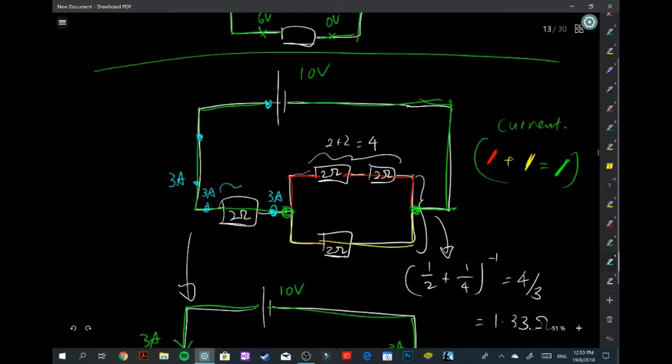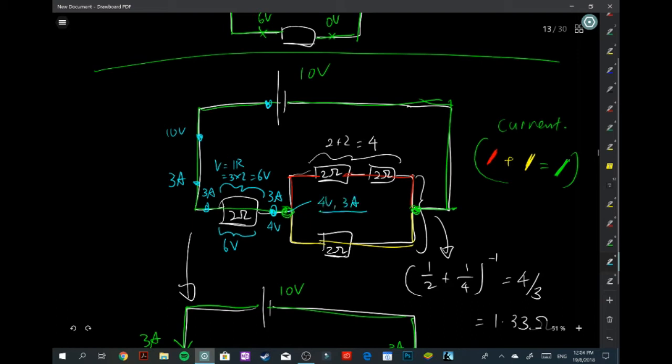Now, how much energy do I use here? I can use V equals IR. So 3 times 2 is 6 volt. If I use up 6 volt here, and initially I had 10 volt, I am obviously left with 4 volts. In other words, when this charge enters here, it has 4 volts, 3 ampere.